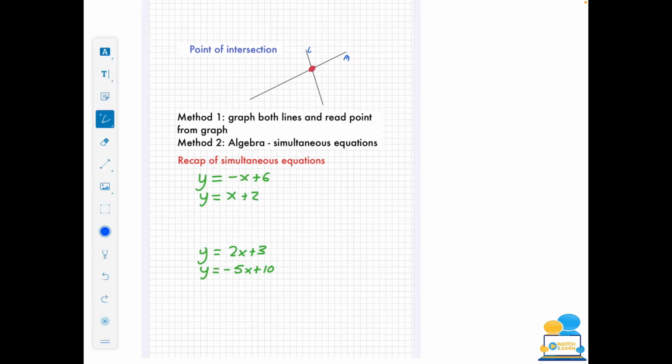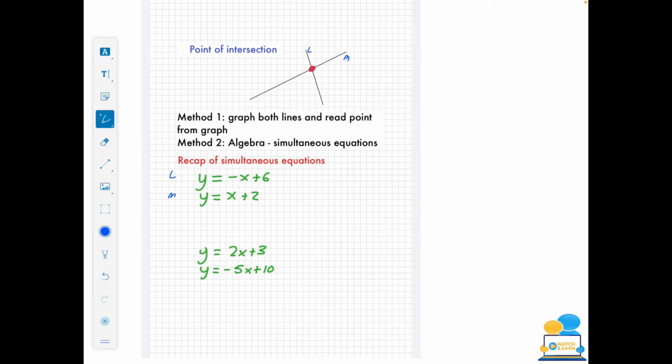So remember to graph both lines, find the x and y intercept of them both and read it off of it. For example, if these were two lines, you'd find the x and y intercept of the top line, the x and y intercept of the bottom line, draw your two lines and find your point in the middle. Okay, that's one way to do it. Method 2 then is algebra, and it's using your simultaneous equations. So we're going to quickly revise those. We're going to pretend that this is the line L and this is the line M.